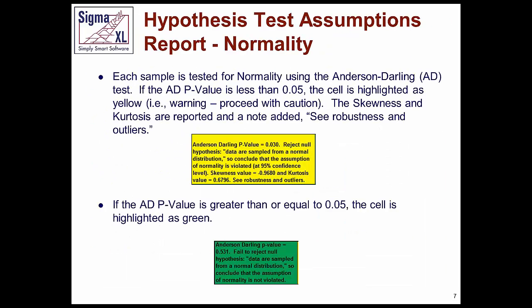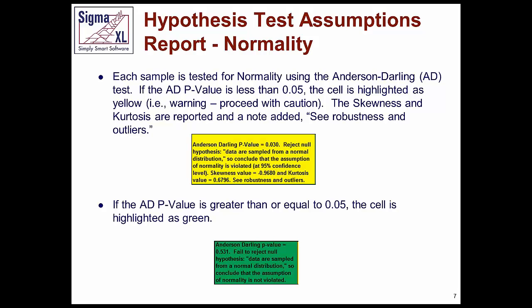Normality. What we do there is very simple. If the Anderson-Darling p-value is less than 0.05, then you're rejecting the null hypothesis of normality, and we highlight that as yellow. The reason I do that is because you can still be robust to non-normality, but we want you to be aware that you have some non-normal data. So automatically, if you see yellow in the normality report, that's an indication of non-normal data.